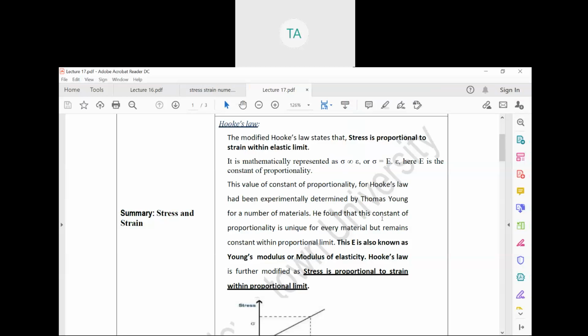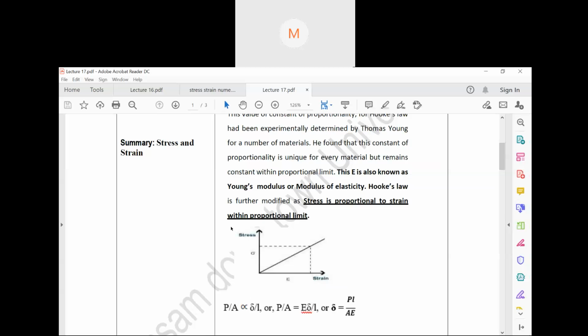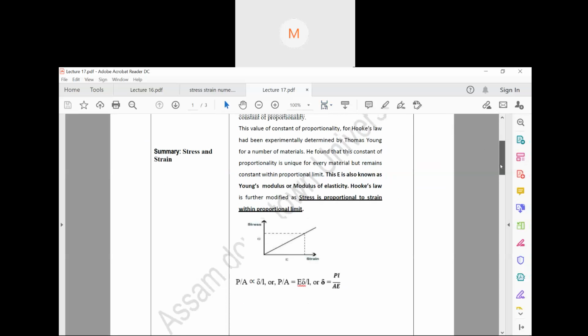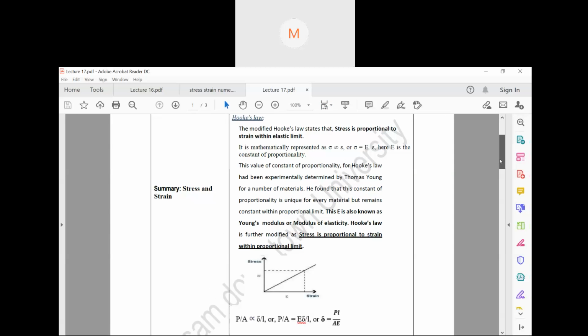So what is Hooke's law? Hooke's law states that stress is proportional to strain within elastic limit. This is the basic definition of Hooke's law. Okay. So now, suppose if you see this graph here, so what is this graph? Suppose this is the graph, right?